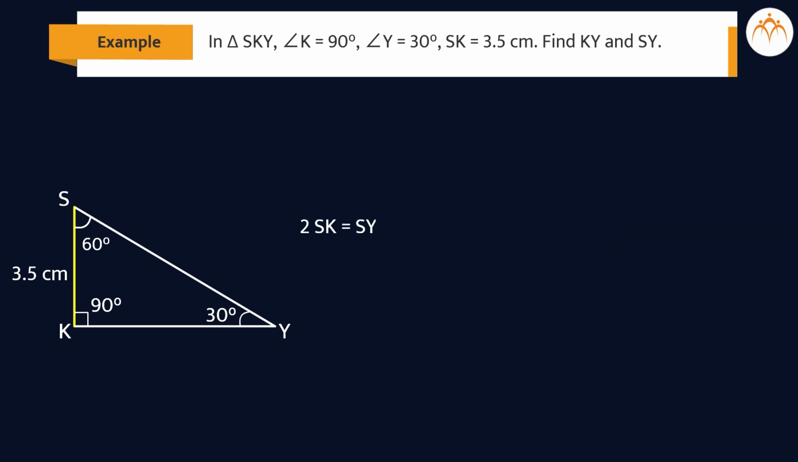Twice SK is equal to SY. Therefore, 2 into 3.5 is equal to SY. Therefore, SY is equal to 7 centimeters. Measure angle S is equal to 60 degrees and KY is the side opposite to angle S. Therefore, KY is equal to square root 3 upon 2 SY, 30, 60, 90 degree triangle theorem. Therefore, KY is equal to square root 3 upon 2 into 7 is equal to 3.5 square root 3. Therefore, KY is equal to 3.5 square root 3 centimeters.